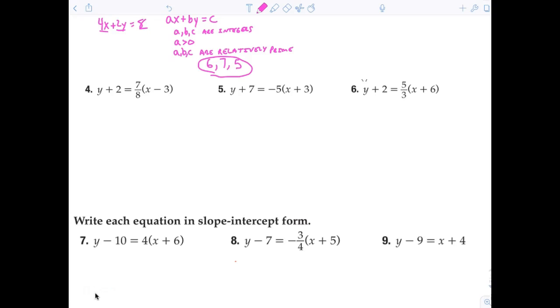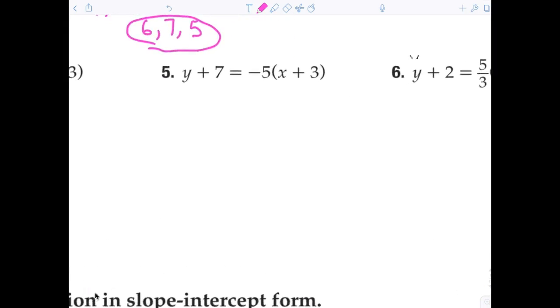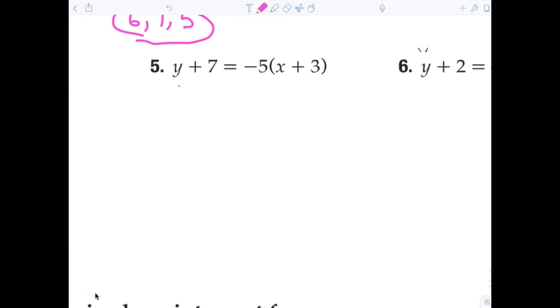I'm going to start with number 5 because it's a little bit easier since it doesn't have the fraction. So we're going to convert question number 5 first into standard form. The first thing I need to do is distribute the negative 5. When I distribute the negative 5, I get negative 5x minus 15. Anybody have any issues with that?